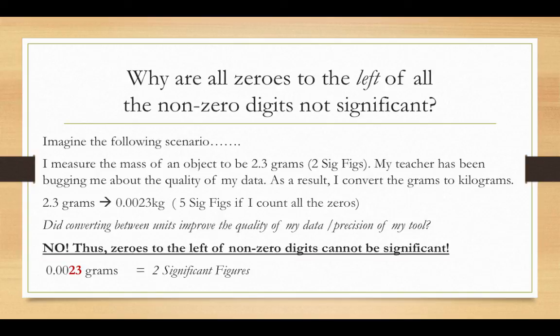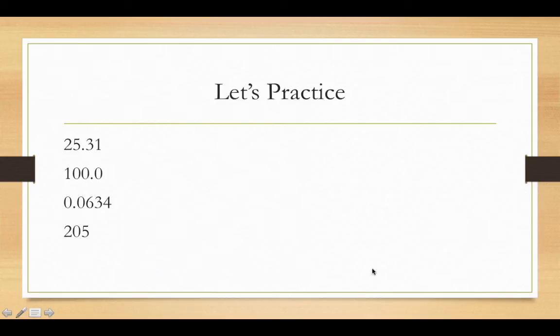0.0023 grams only has 2 significant figures. Let's practice using significant figures. For our top value, 25.31, how many significant figures are there? Hopefully you said 4, because we're just following rule number 1 with this one. We can box all numbers that are not 0.